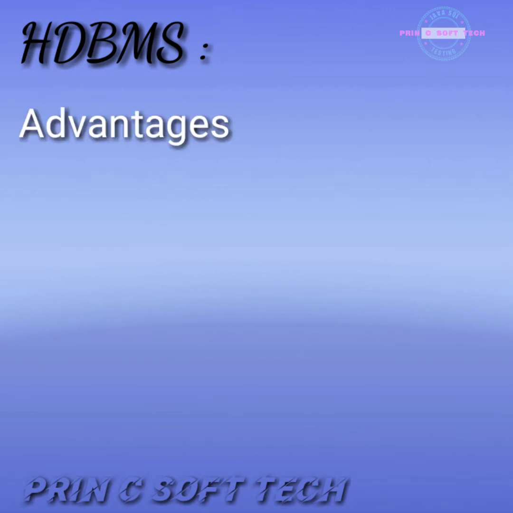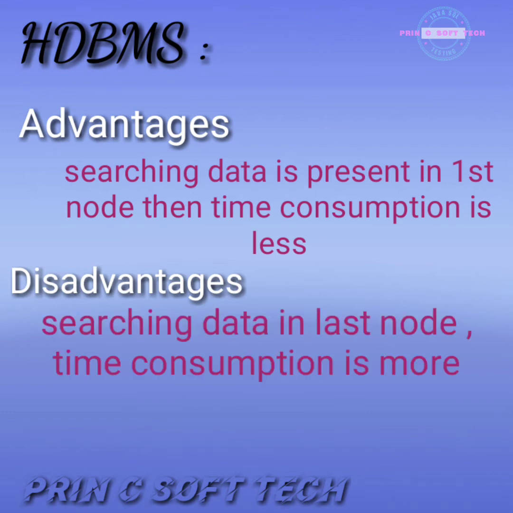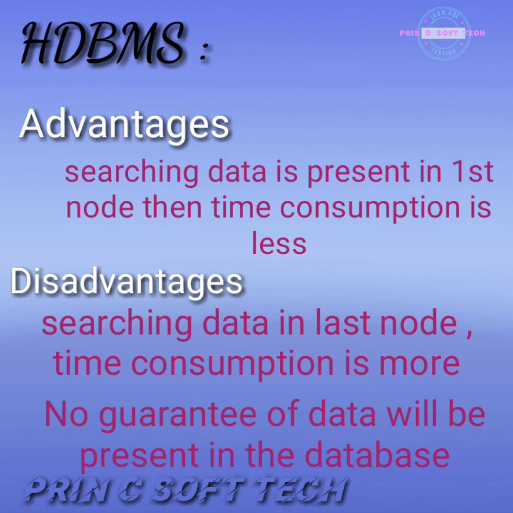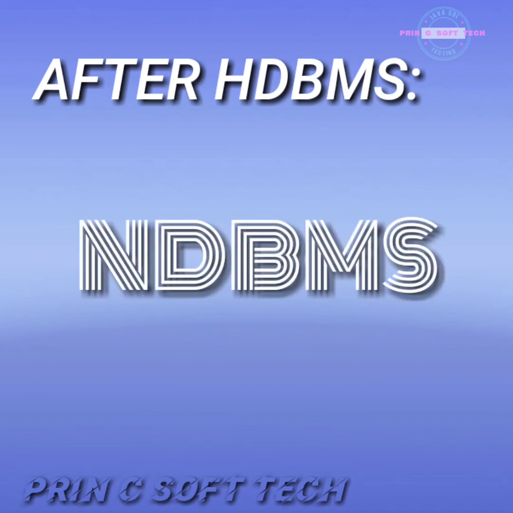Advantages of HDBMS. If you are searching and it is present in the first node, then the time consumed for searching the data is less. Disadvantages of HDBMS. If the data you are searching is present in the last node, then the time consumed for searching the data is more. There is no guarantee that data will be present in the database because of some technical issues. After HDBMS, to rectify the disadvantages in HDBMS, they came up with another DBMS called NDBMS.